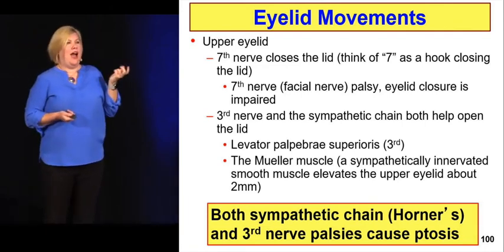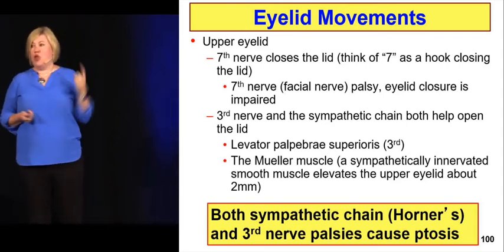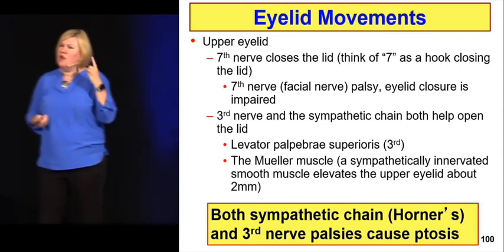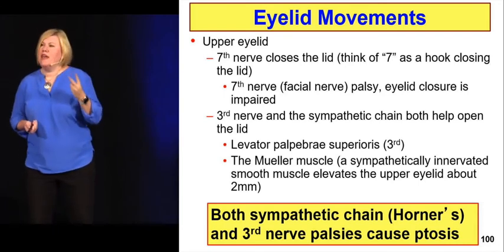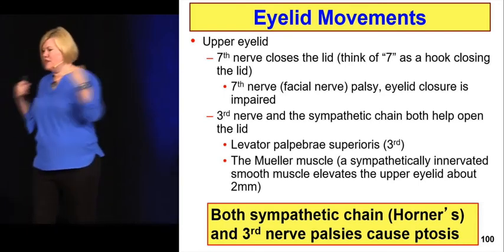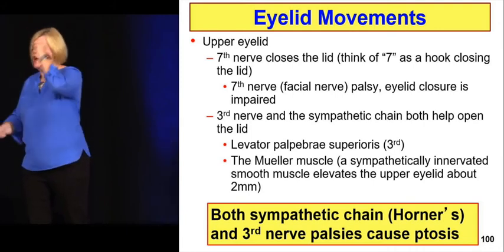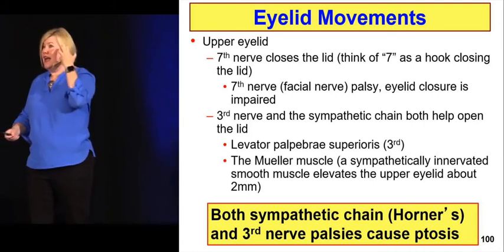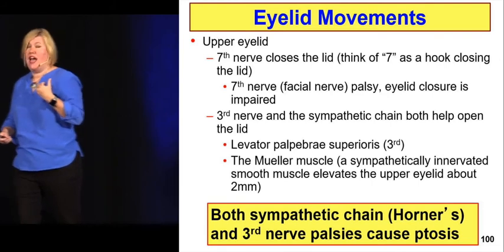What helps open our eye? There's really two things that do it. The third nerve, of course, because it does everything, but not only the third nerve does it, the sympathetic nerve system also helps us open our eye, right? Because as we're running from the tiger, our fight or flight syndrome, we're going to open our eye, we're going to let the light in, and we're going to start sweating from the tiger that's chasing us.